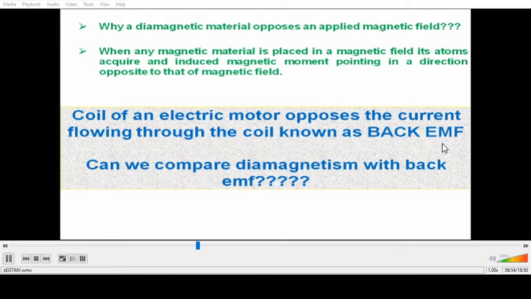In a lighter mode, this is applicable to humans as well. If one forces another to do some work, the first reaction will be opposing that work. Yeah, this reminds me about diamagnetism. The same thing happens. But if the force is larger, then ultimately that person has to do that work. So this reminds me about all other magnetic materials, where the opposition is less than the applied force.